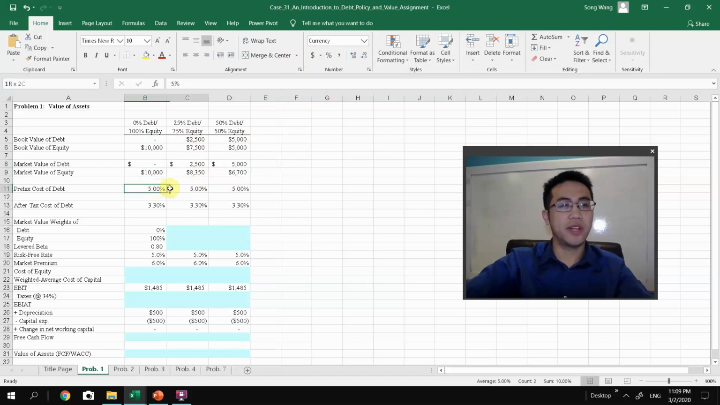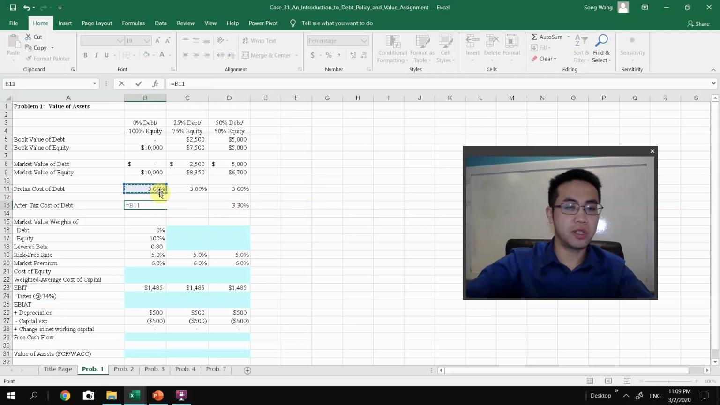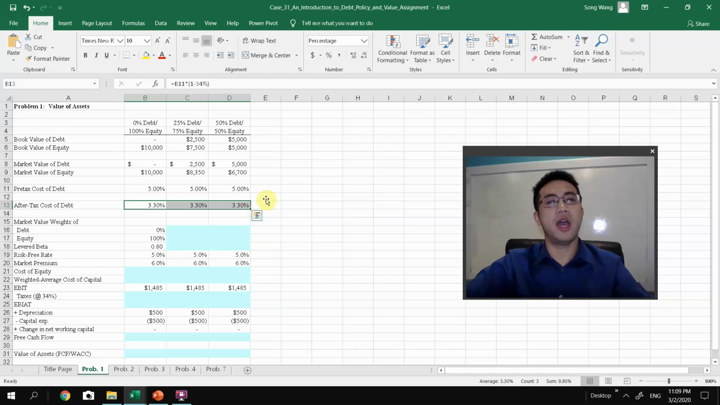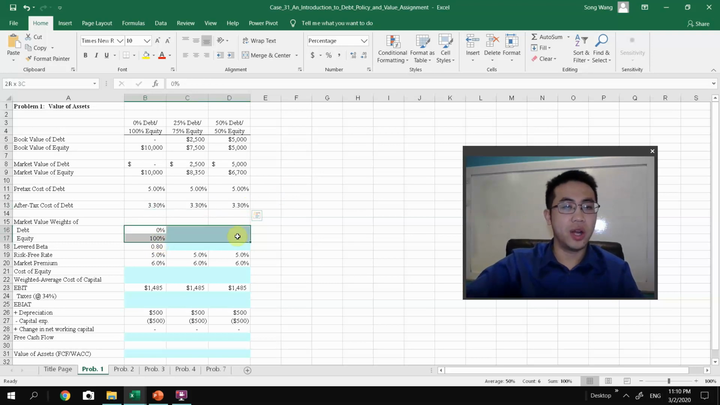The pre-tax cost of debt is 5% as given, and from here you can calculate the after-tax cost of debt. You need to know the tax rate, which is given here as 34%. So you use the 5% multiplied by 1 minus the tax rate, which is 34%. That's how you get the 3.3% after-tax cost of debt. And then you need to calculate the market value weights of debt and equity. Still, you are not ready for that yet.